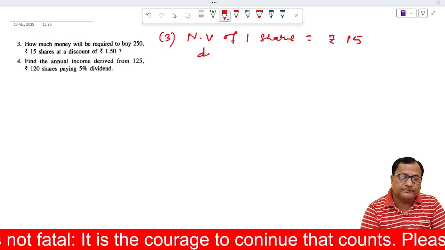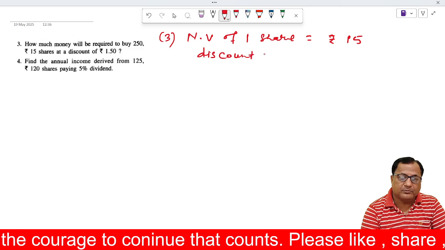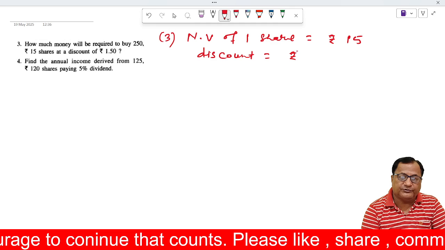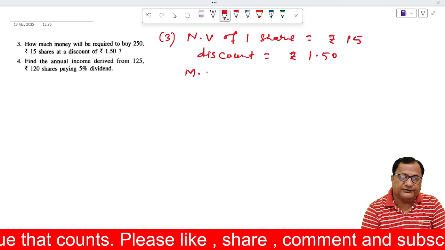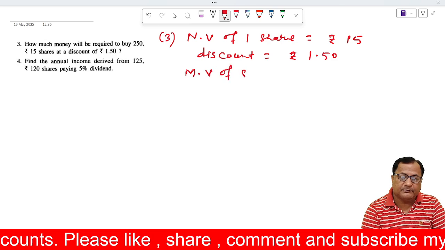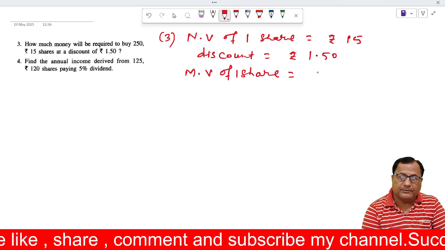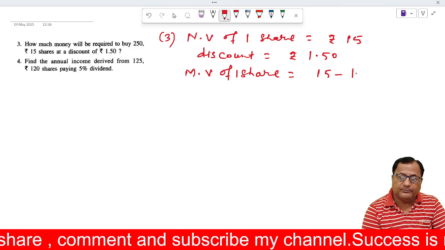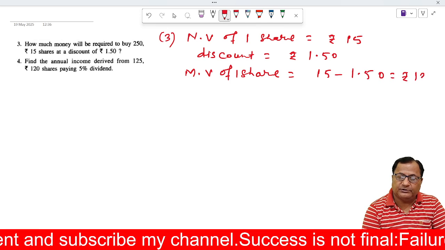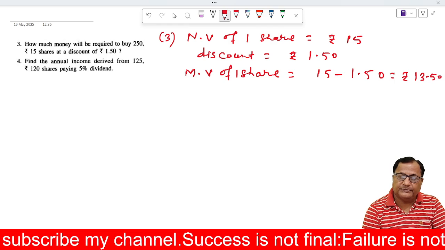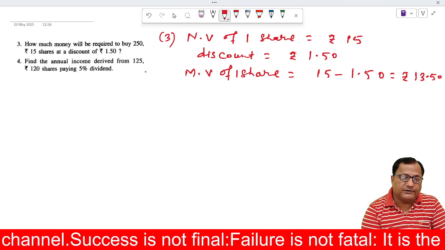Discount is equal to rupees 1.50. So market value of one share is equal to 15 minus 1.50, which is equal to rupees 13.50. So this is the market value of one share.